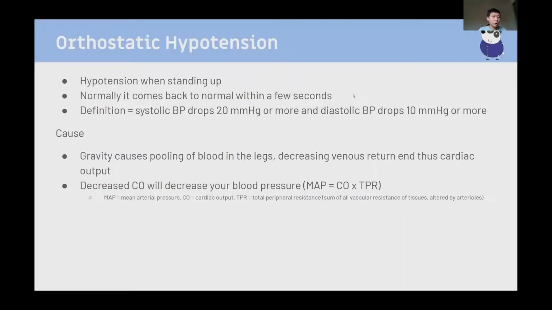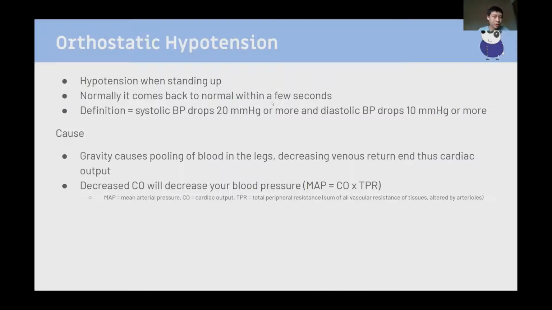So this is probably the most important part of microcirculation. I think if you're going to take anything away, it should be orthostatic hypotension. So this is basically hypotension when you stand up from when you're sitting. And normally your body is pretty good at adjusting. It comes back to normal within a few seconds. But for some people, this doesn't happen. And orthostatic hypotension is defined as a systolic blood pressure drop of 20 or more, and a diastolic blood pressure drop of 10 or more.